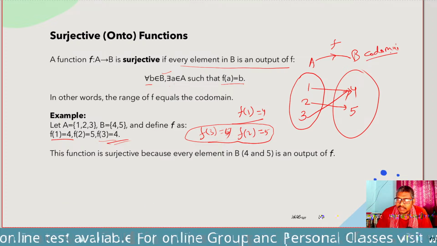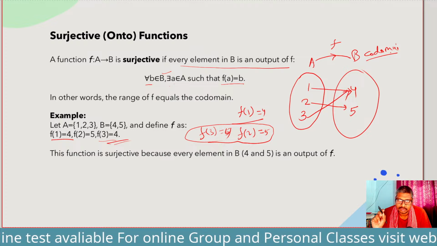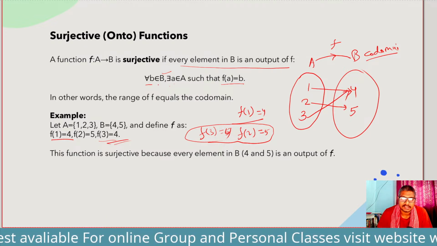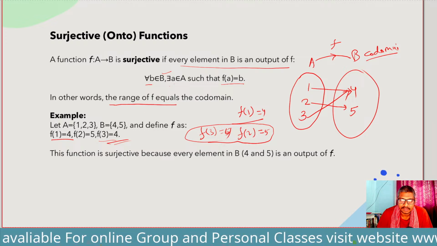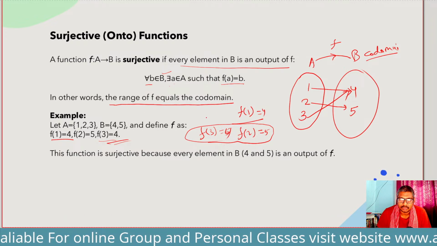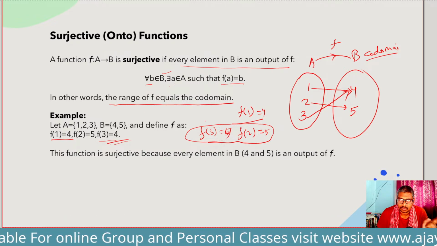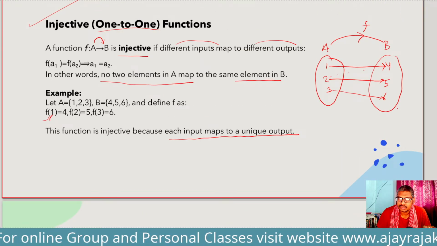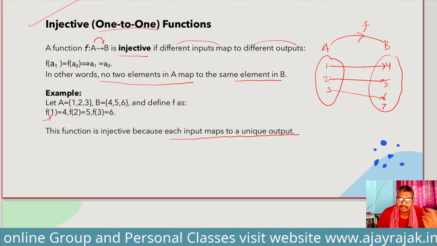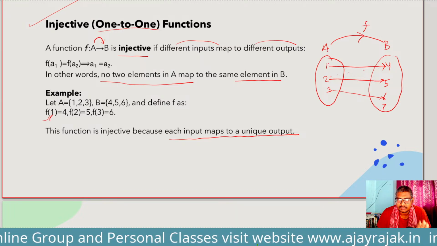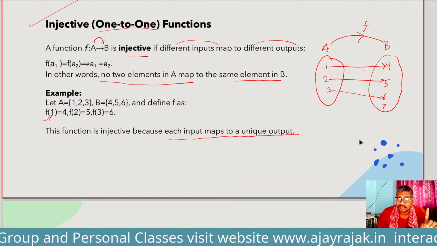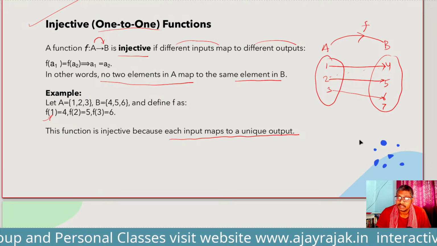So you can say that when the codomain becomes equal to the range, it's also saying the range of f equals the codomain. In the previous one-to-one injective function, it's not necessary for A to associate with all the elements. They must associate only to the unique element.